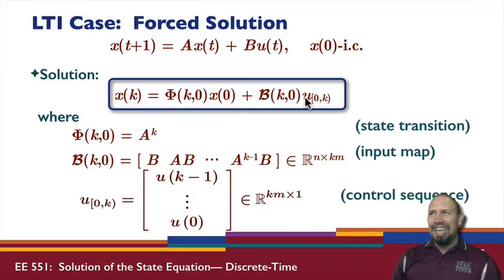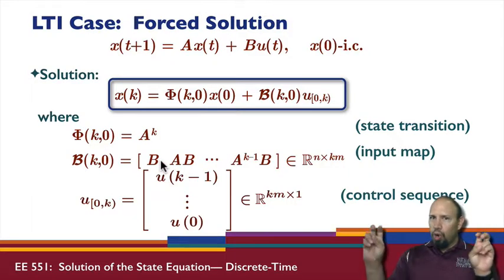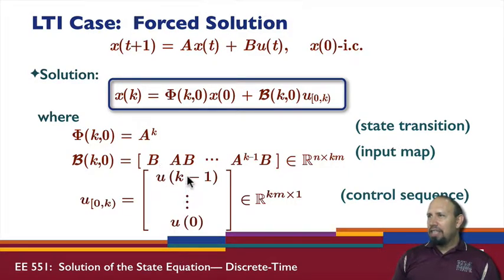What are those things? Well, introducing some new stuff. I define this matrix here, B, AB, all the way to A to the power k minus 1 times B, and u to be this column vector of elements that go from 0 up to k minus 1. Remember, we had a convolution sum. This convolution sum can actually be written as this row times this column.